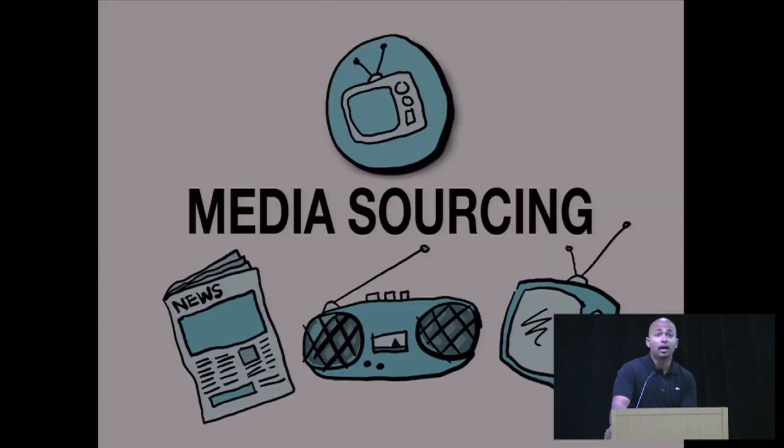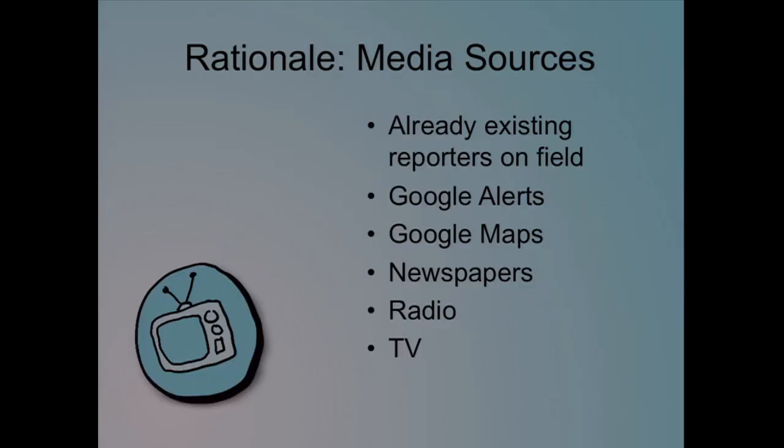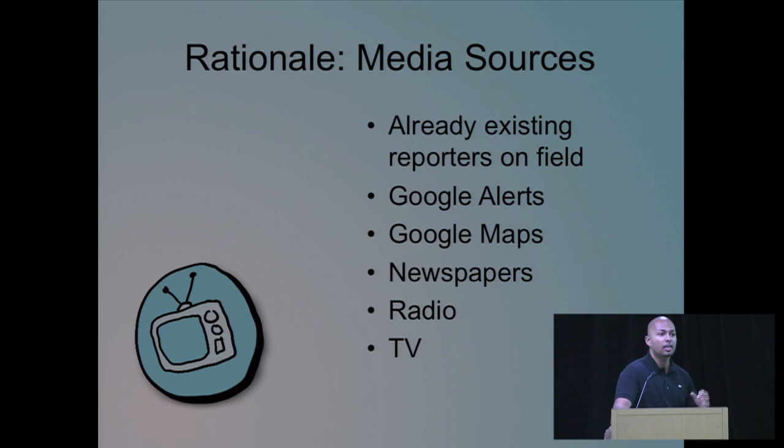Media sourcing, various forms of media. The rationale for media sourcing is that there are already reporters on the field. Google Alerts is a very important tool in terms of conflict early warning. You'd be surprised how much is unknown even to local countries, which Google can probably bring in. Google Maps is used for visualizing data from different places, how the conflict is changing, what kind of services are available in what area, and how to respond as a result of using these maps. Newspaper, radio, TV, pretty self-explanatory.